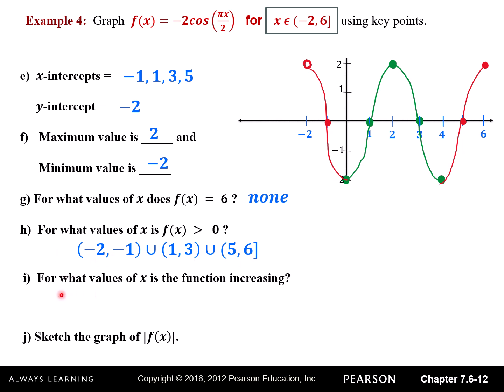And then next is, for what values of x is the function increasing? It is increasing at this part, increasing here and over there. So the x value here is starting from 0 up to 2. 0 and 2 are included. And then another one is from 4 up to 6. 4 and 6 are included. So this is the x interval where the function is increasing.